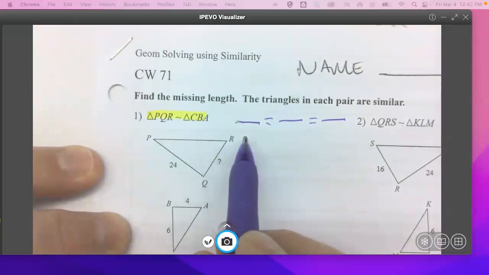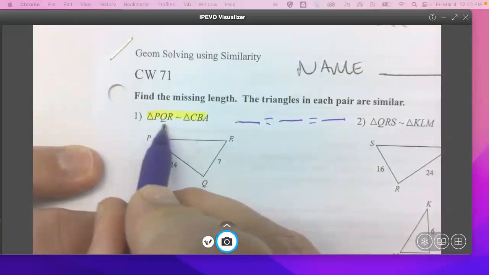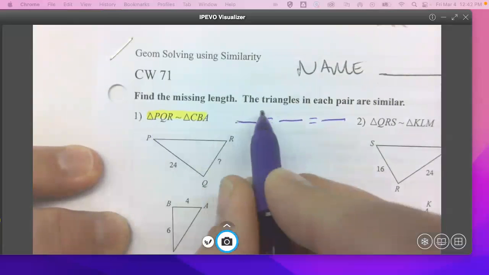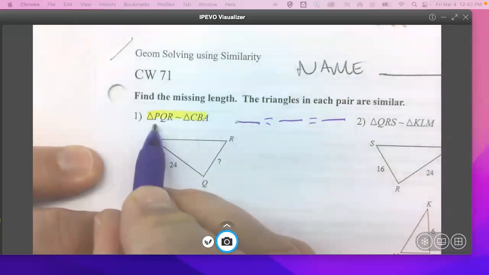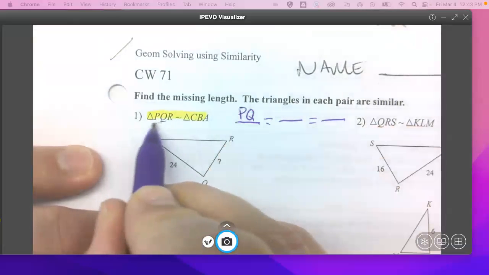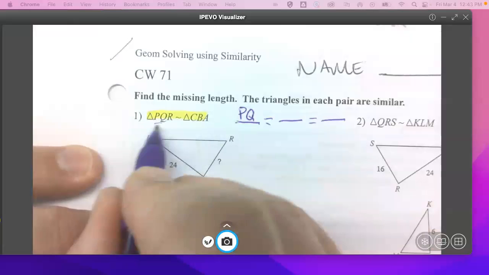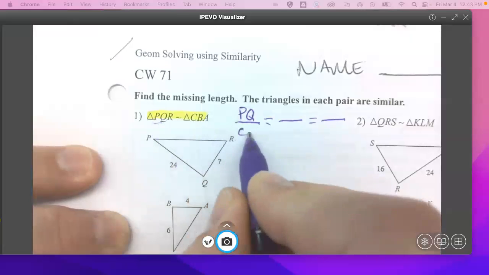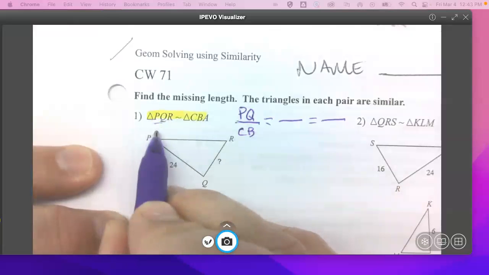So for example, look at this and tell me what I would make as the first side out of here. What side should I put on top here? PQ, sounds great. Once I establish PQ, what matches to it? What goes underneath it? CB, because they're 1 and 2, 1 and 2. And now I need a second side from this. What should I choose?